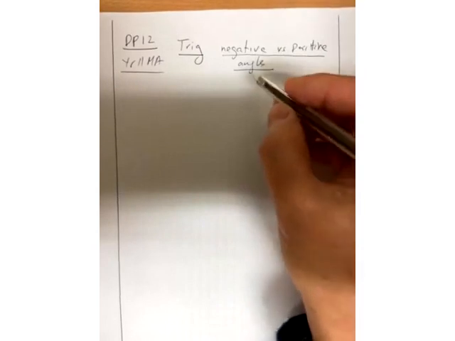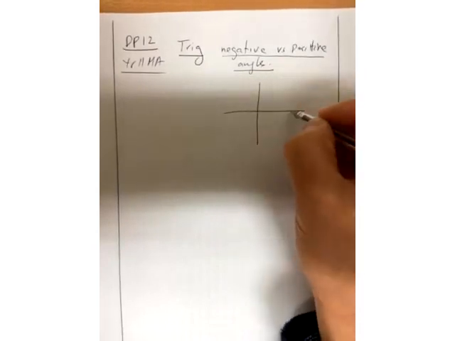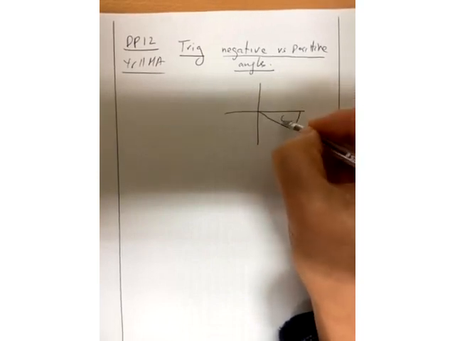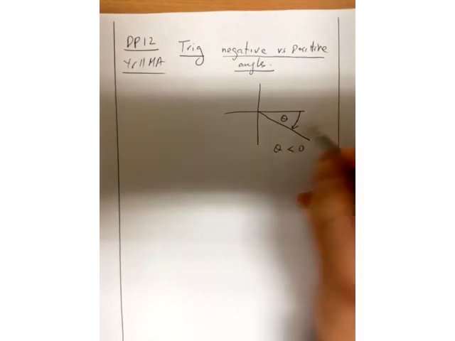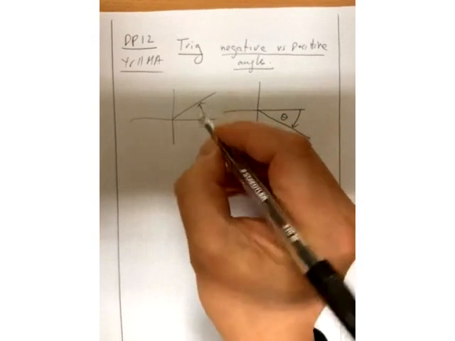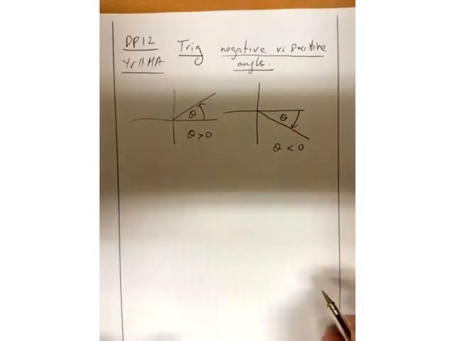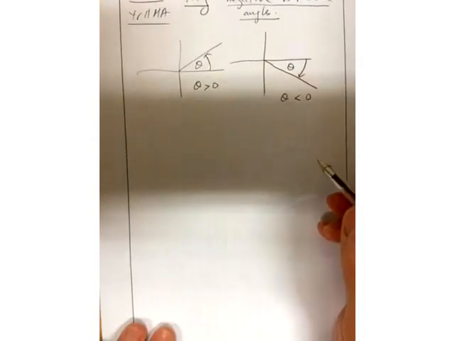Anyway, negative angle, here's the recap. If you are going clockwise, namely that way, then your angle is negative. However, if you are going anticlockwise, then your angle is considered to be positive. What is an example of that? Here's an example.